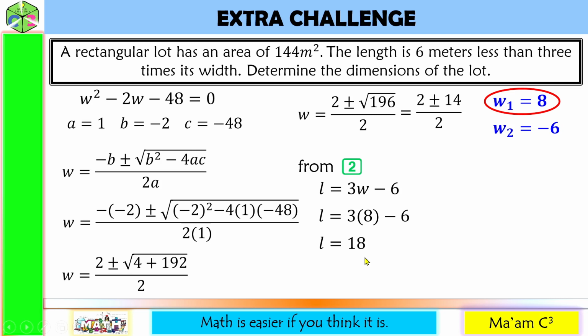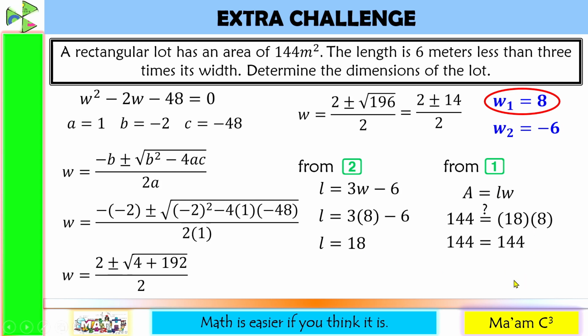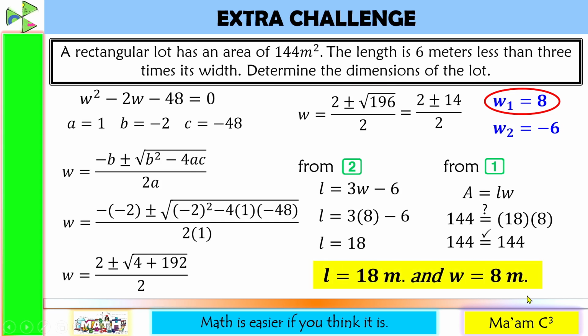To check our solution, let us recall from equation 1, which is A is equal to length times width. We are given the area, and that is 144. We already have our length, which is 18, and W, which is 8. Are they equal? 18 times 8 is 144, and so they are equal. Now let us answer the dimensions of the lot. L is equal to 18 meters and W is equal to 8 meters.